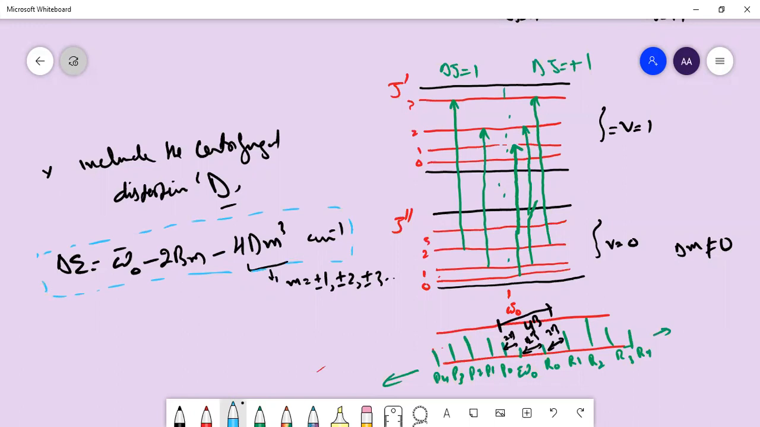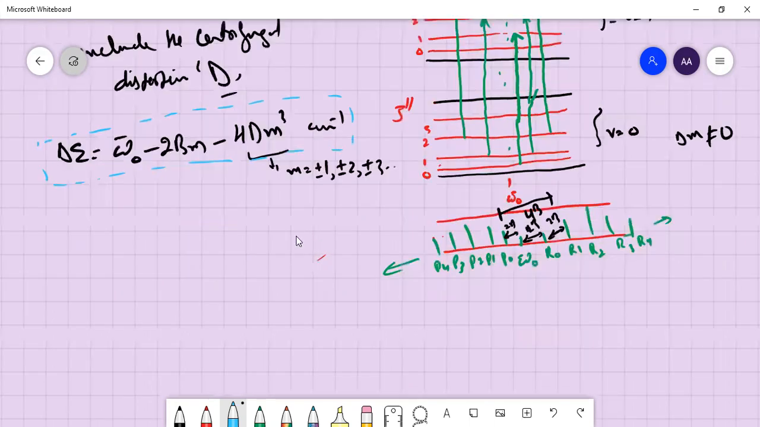In case of a rigid diatomic molecule, you don't have to include this D, but we know that real molecules are always elastic. So if you want to consider the centrifugal distortion, then you have to add this D term in this equation. Since we know that D is very small or negligible, we can neglect this D to a very high accuracy. Even if you don't include this D value, the value of your energy will almost be equal to what we get after including this D. Although there will be a slight difference, the value will not differ that much.